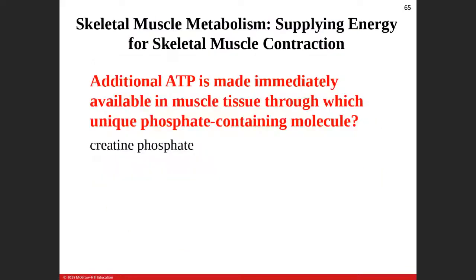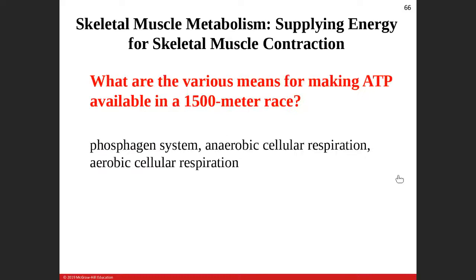Two more slides. Additional ATP is made immediately available in muscle tissue through which unique phosphate-containing molecule? Creatine phosphate. And then what are the 3 various means for the 1,500-meter race? It's going to be the phosphagen system or the phosphate transfer system, anaerobic cellular respiration, which is glycolysis, and then aerobic cellular respiration. That will be primarily the one used, as long as oxygen is present. We need oxygen for that to occur.